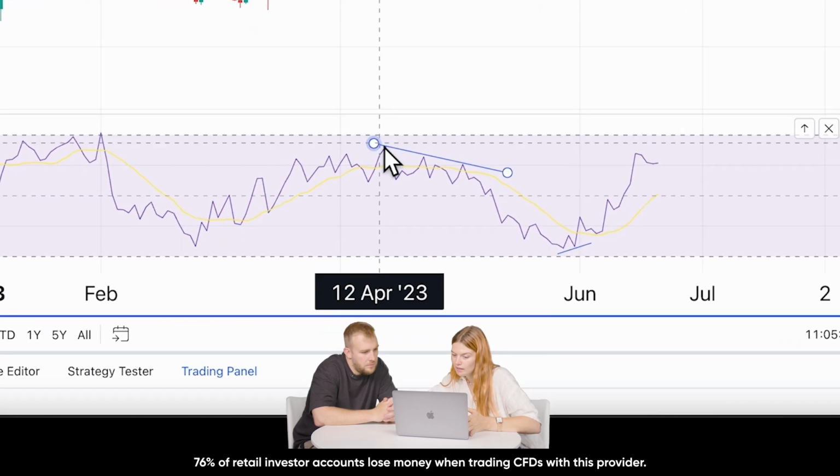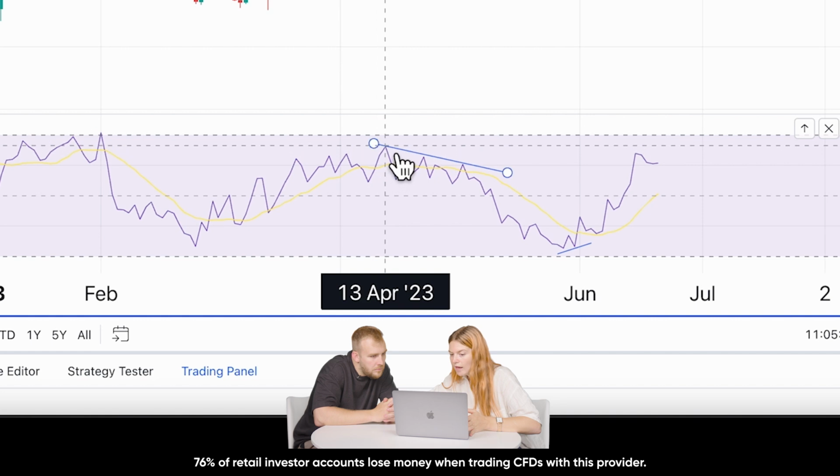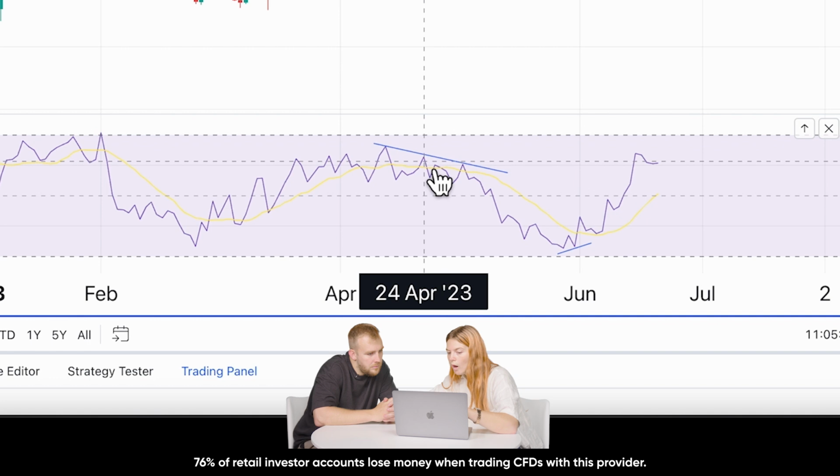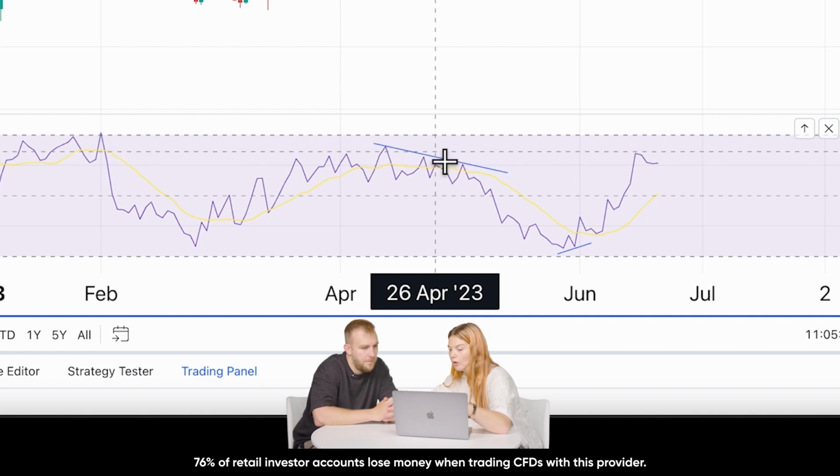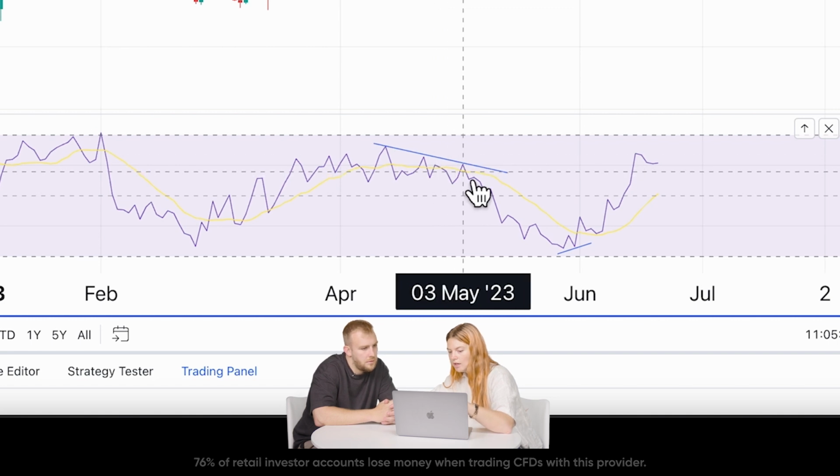So here you can see these lines. This is the high in the RSI on the 13th of April, which corresponds to this high here. Then you've got a lower high here on the 24th of April, but you can see that that high is still higher on the price chart. Go to the next high here. You've got the 3rd of May.